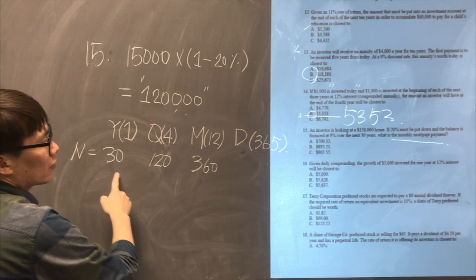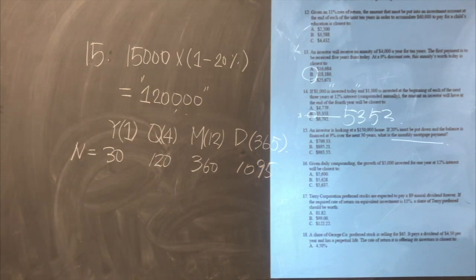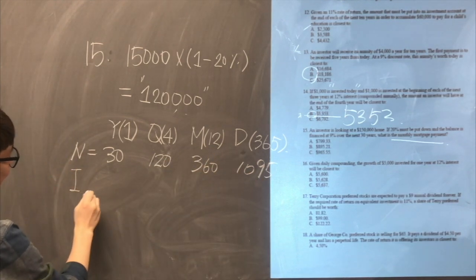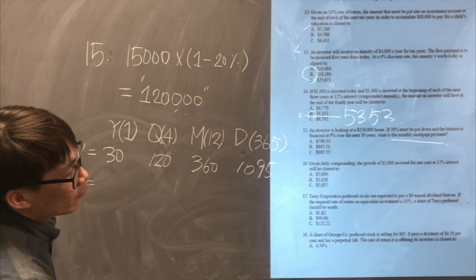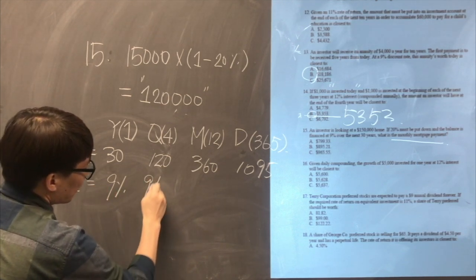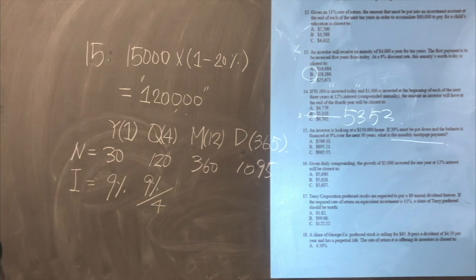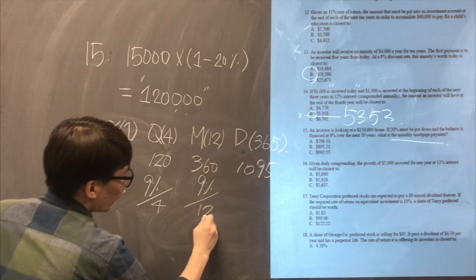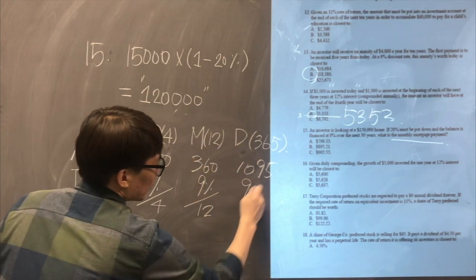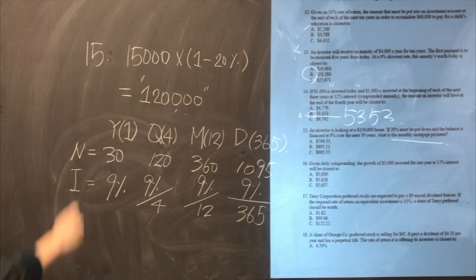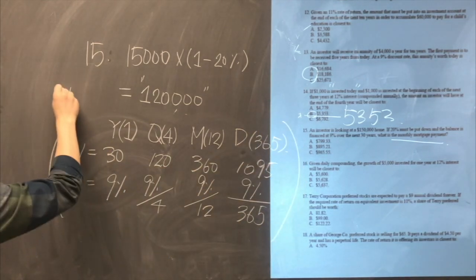I don't know, it's close to what? Am I correct? I don't know. But this is the number of payments. Okay? What is your interest? In this case, annual interest rate 9%. However, quarterly 9% divided by 4. Monthly 9% divided by 12. Daily 9% divided by 365. Sounds good? This is very important information.